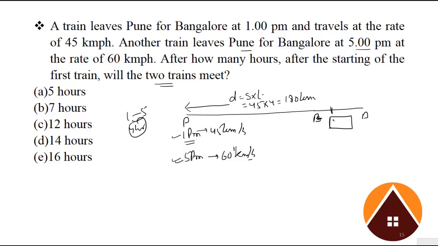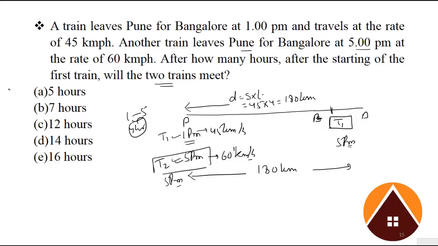Now this is train T1 and this is train T2. So train T1 is here and train T2 has to start from here. Now what is the gap in between them? 180. Now for both of them the time is 5 p.m. Here also the time is 5 p.m. Remember that relative speed can be used when the time is the same. For train T1 also it is 5 p.m. So when do they meet?